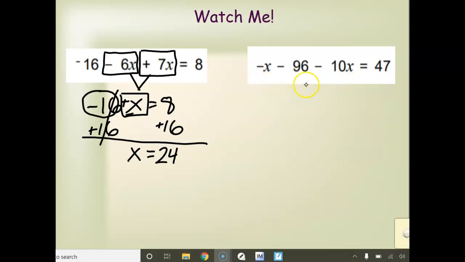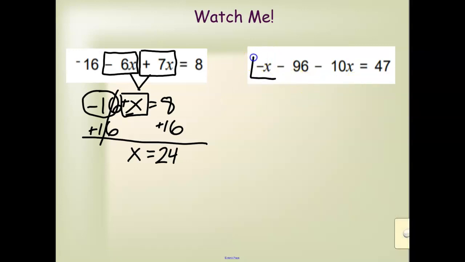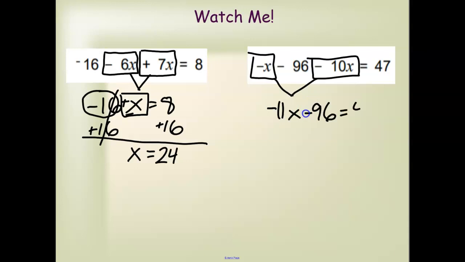All right, let's go ahead and look here. What can we combine to simplify this and get a two-step equation in our life? We can take our x's and put them together. Negative plus negative, you add, same sign, so I have negative 11x here. Then I'm going to copy down the rest of my equation. Okay, I'm going to box and circle.